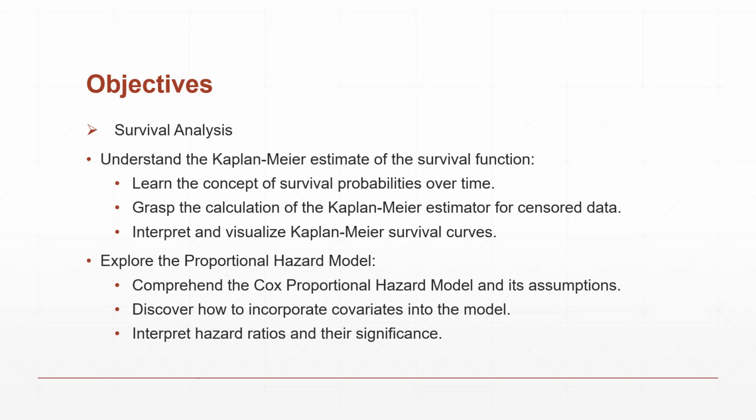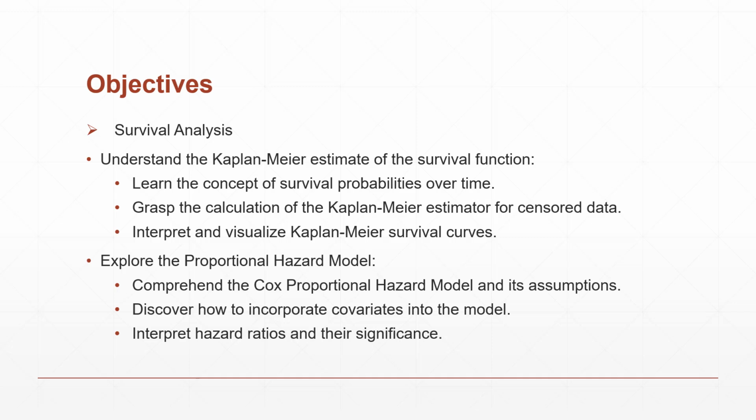First, the Kaplan-Meier estimate of the survival function, and second, the proportional hazard model. The Kaplan-Meier estimate is a non-parametric estimate that enables us to calculate the probability of survival at different time points, even when we have incomplete or censored data. I will walk you through a step-by-step calculation and show how to interpret the results.